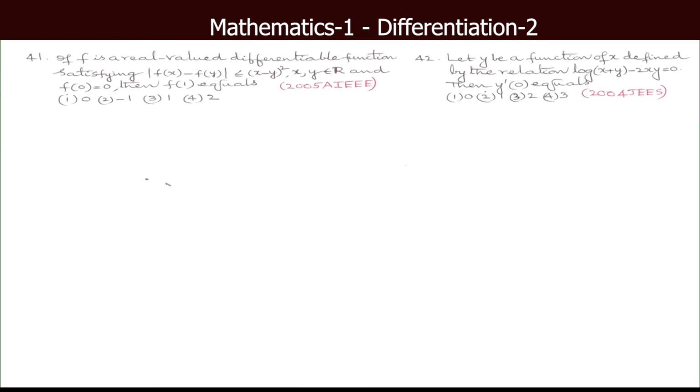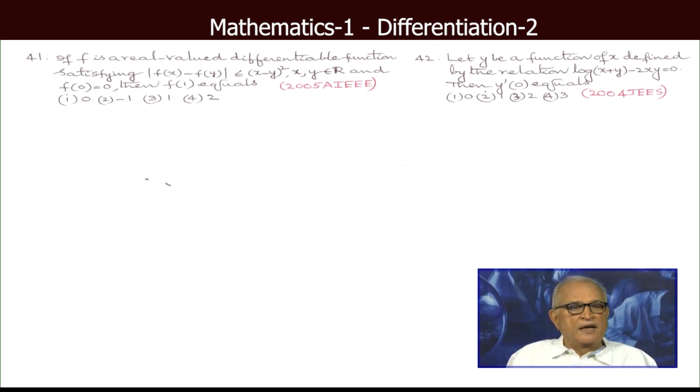If f is a real valued differentiable function satisfying mod f(x) minus f(y) less than or equal to (x minus y) whole square for all real x, y and f(0) equal to 0, then what is f of 1? 2005 AAA. Once also the question appeared in the 88 joint entrance. A simple question, but an application of the sandwich principle. Mod f(x) minus f(y) less than or equal to (x minus y) whole square for all real x. Divide both sides by x minus y.